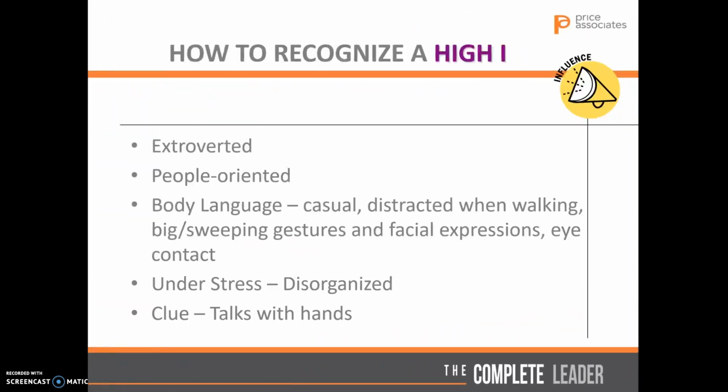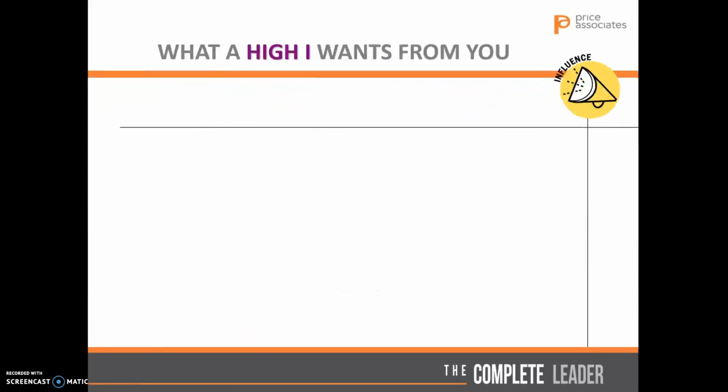So, how to recognize a high I. They are also extroverted, just like the high D, but unlike the high D, they're people-oriented. So the high D was task-oriented, and the high I is people-oriented. Their body language could be casual. They might be distracted when walking because they're taking everything in. Big sweeping gestures and facial expressions, they're also really good at eye contact. Under stress, they can seem really disorganized because they don't care as much about the details. And one clue might be that they talk with their hands. So there's just some basic things to look for if you're trying to recognize a high I.